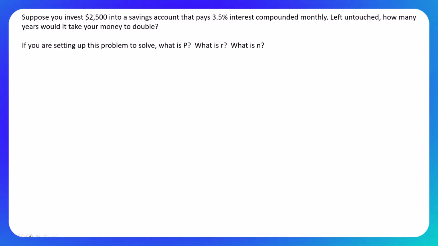All right, the next question. Suppose you want to invest $2,500 into a savings account that pays 3.5% interest compounded monthly. Left untouched, how many years would it take your money to double? If you're setting up this problem to solve, what is P, what is R, and what is N? All right, so first let's identify what P is. P is the initial amount. Okay, the initial amount that we start with is $2,500.